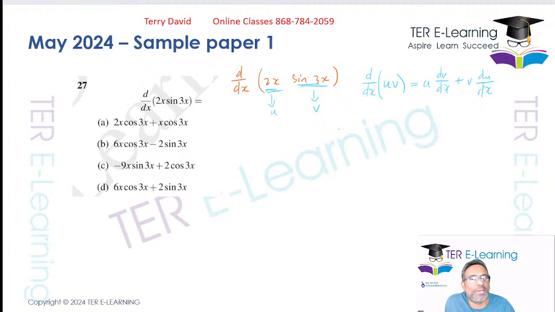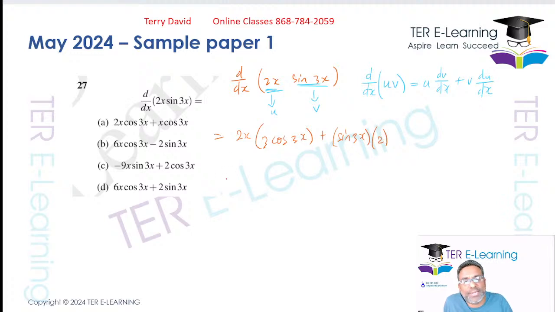Right, that's the formula. It's the product rule that we're using here in order to work this out. In this case, we're going to take the first term, which is 2x, and multiply by the differential of the second term. You differentiate sine, so you get cosine. So this is going to be 3 cosine 3x, plus you're going to take the sine 3x and multiply by the differential of 2x, which is 2.